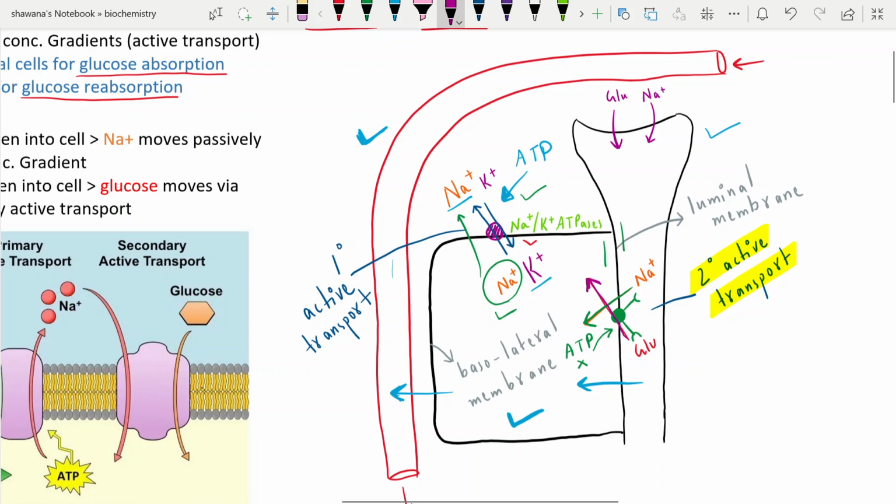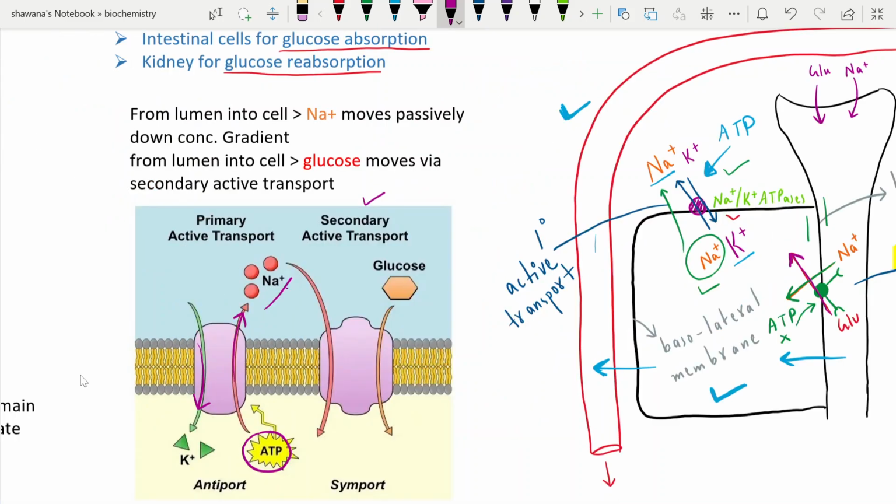What is secondary active transport? In primary active transport, we use ATP directly where the pump is located, and we transport sodium out and two potassium inside the cell. But in secondary active transport, we are just moving the sodium along its concentration gradient, not using ATP here, and we are moving the glucose along with the sodium. It's the secondary active transport which uses the concentration gradient of ions to facilitate the movement of another molecule with them. So from the lumen into the cell, sodium moves passively, and glucose moves via the secondary active transport mechanism. It's a very important concept in transporting sodium and glucose.